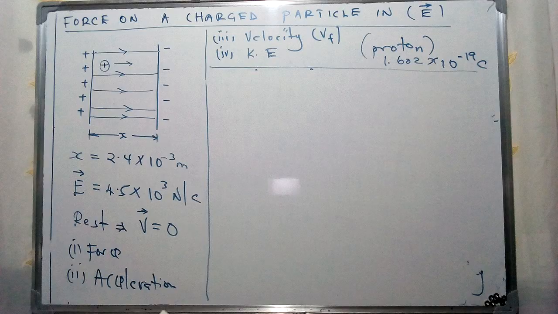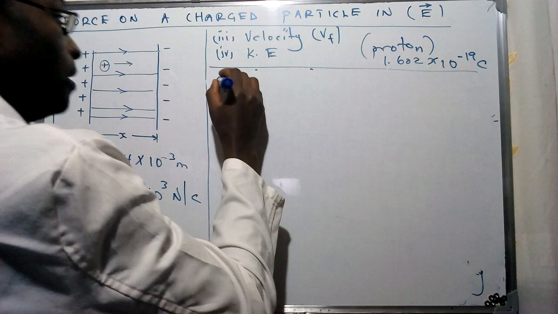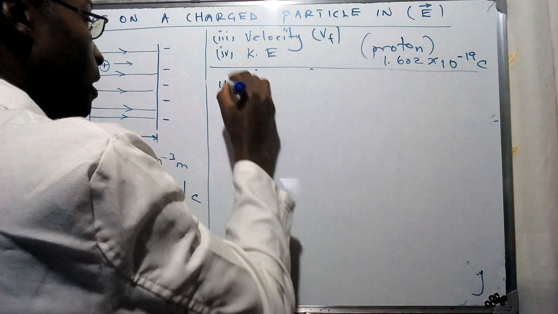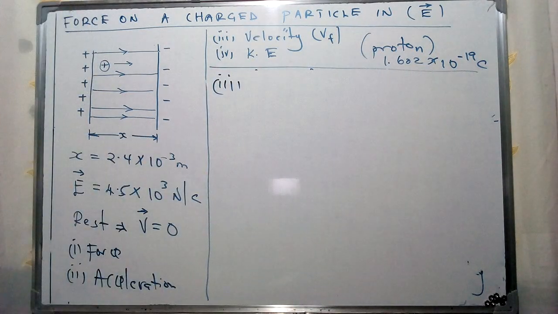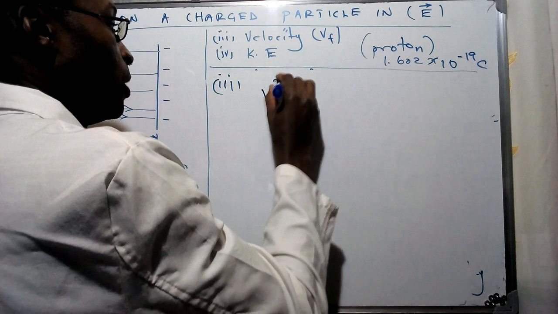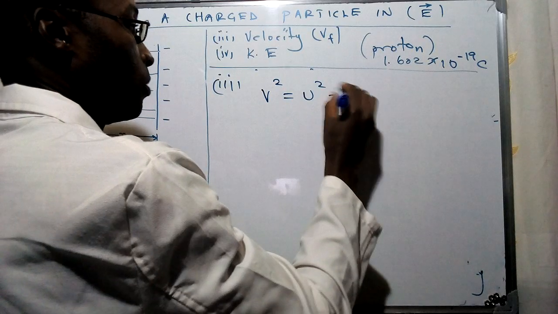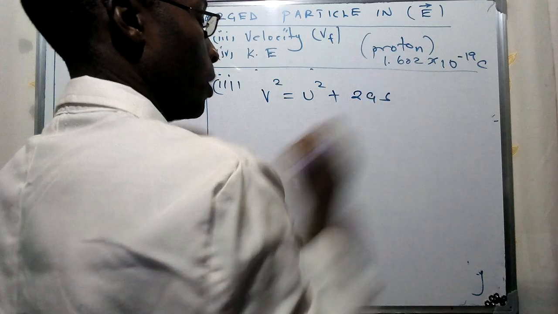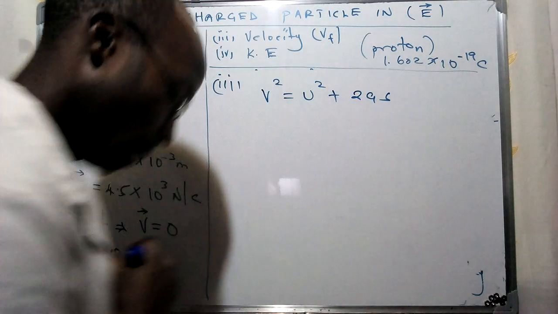So we're going to find the velocity with which the proton strikes the negative plate. In this particular case, given the equations of linear motion, I'm going to consider finding the final velocity. The velocity with which this proton strikes the negative plate is going to be a final velocity, which is given in terms of the square of the initial velocity plus twice the acceleration times the displacement.